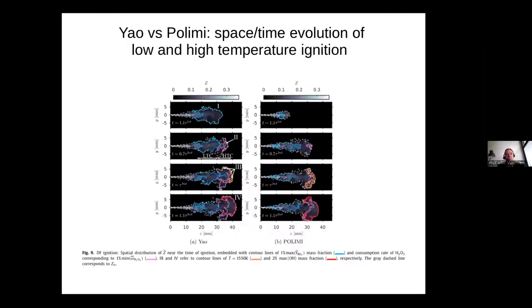Here, further comparison between Yao and Polimi mechanisms. So some space-time evolution of low and high temperature ignition regions. You see that qualitatively you have the same locations, but indeed the two mechanisms predict dual fuel ignition with different ignition delay times. But anyway, you will have these ignition kernels happening here in the tip, and those will then burn the n-dodecane, which should further burn the methane in the ambient. The black stuff is methane air.